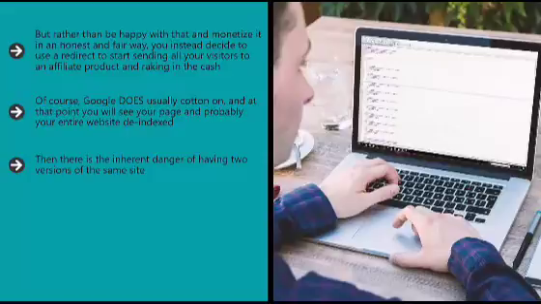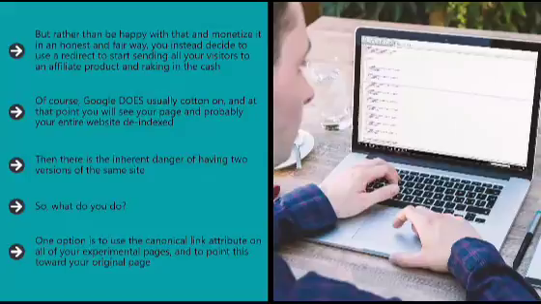Then there is the inherent danger of having two versions of the same site. Google might see this as spammy, it might see this as confusing, whatever, it could hurt your ranking. So what to do? One option is to use the canonical link attribute on all of your experimental pages and to point this toward your original page. This tells Google's robots which page is the original, and that ensures that it will understand what's going on and see that you're not trying anything fishy.